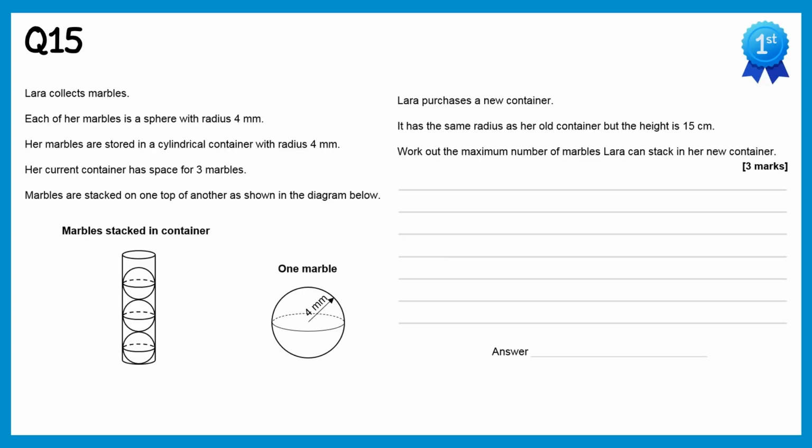In this question, Lara's new container has a height of 15 centimeters, so it would be a cylinder that looks like this. The marbles have a radius of 4 mm, which means their height is twice that, 8 mm. Since the marbles are stacked on top of each other inside the container, all we need to do is see how many times 8 mm will fit into 15 centimeters.